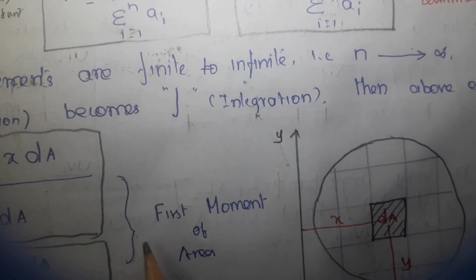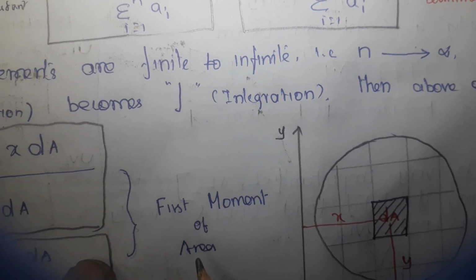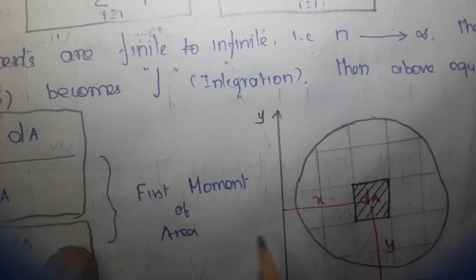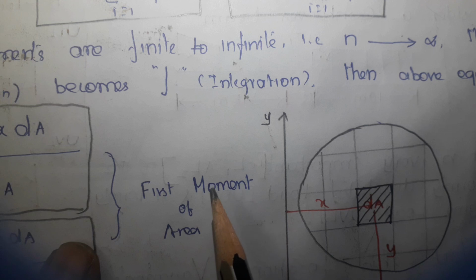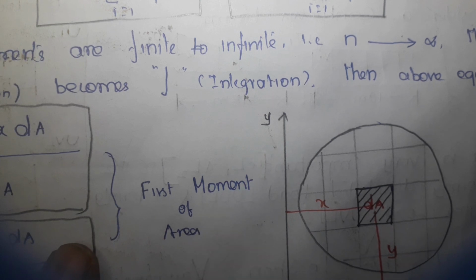Again, these two equations can be called the first moment of area. Normally when I say moment, it is the multiplication of force into distance, but here I have used the area, so it is called moment of area. Moreover, here I have used the term first, so there is another term called second moment of area that I will tell in the next classes.